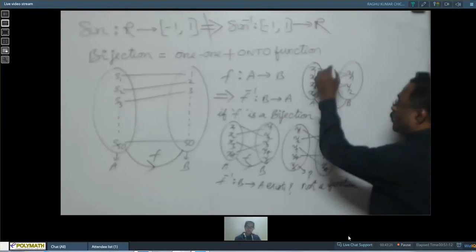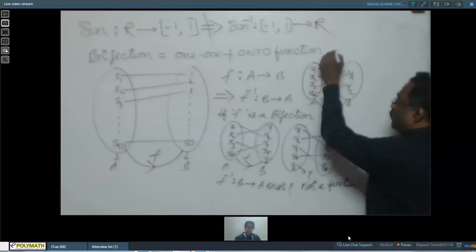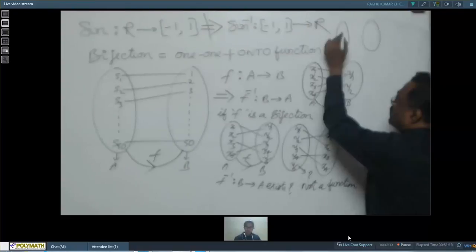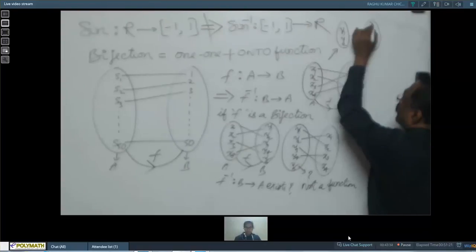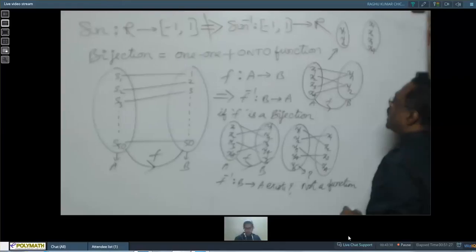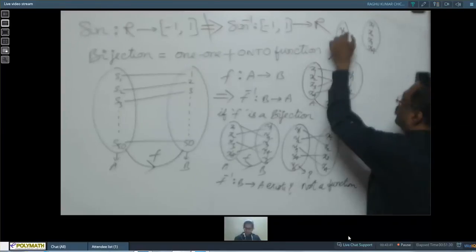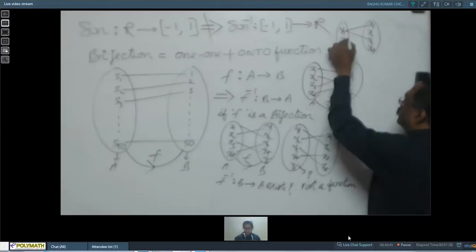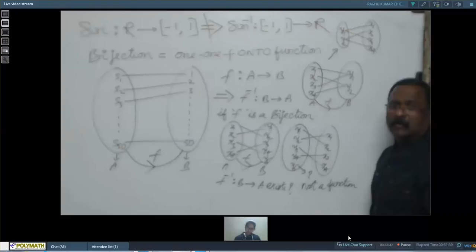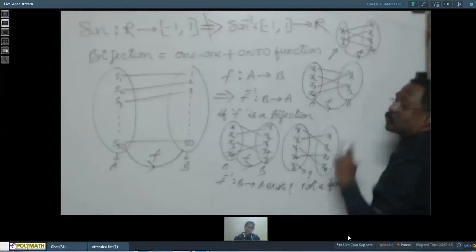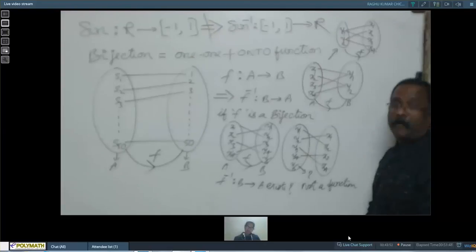You tell me now. Let me write this now. I'm reversing it. Come on, you tell me the reversal. Y1, Y2, X1, X2, X3, X4. Y1 will map to X1 and X3. And Y2 will map to X2 and X4. So is it a function? It is not a function because these elements have two images.